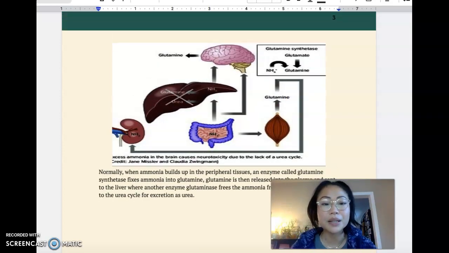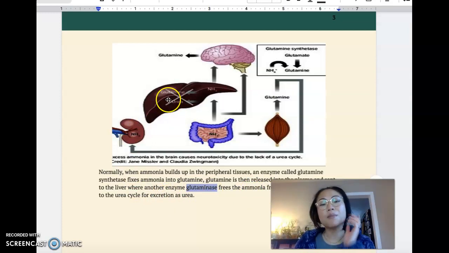So when ammonia builds up in the peripheral tissues, an enzyme called glutamine synthetase converts this ammonia into an amino acid called glutamine. This amino acid then is released into the plasma and sent to the liver, where another enzyme called glutaminase frees the ammonia from the glutamine and sends it to the urea cycle, where it becomes urea and then gets sent to the kidneys where it's excreted in the urine.